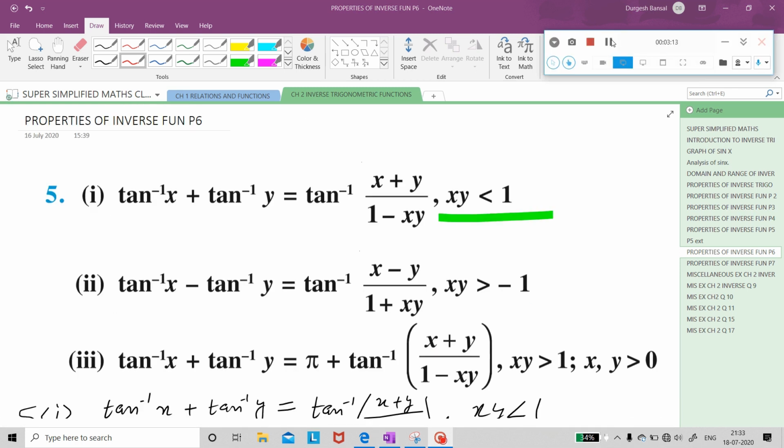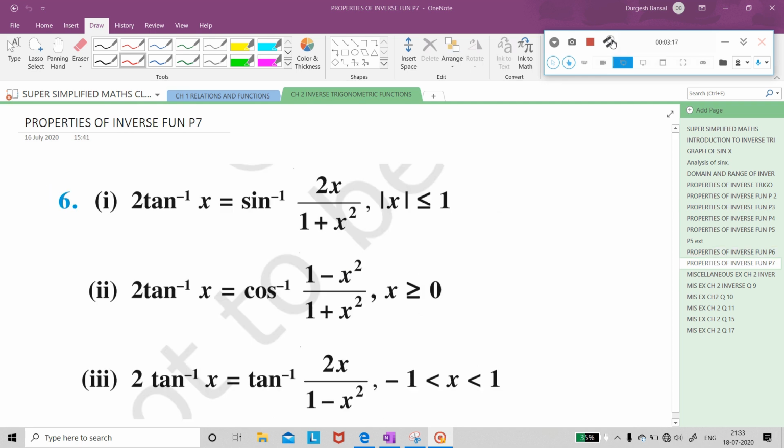In the same manner you can prove the second property and also the third property. Now we move to the next property, property 6, that's 2 tan inverse x is equal to sine inverse 2x upon 1 plus x square with the condition that mod x is less than or equal to 1.